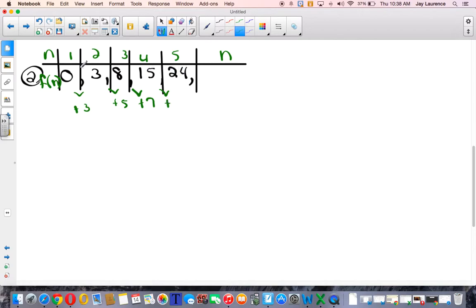Let me see something here. Yeah, I think I have a mistake in this one. Hold on a second. Let me regenerate it, and yeah, something's not quite right. So hold on one second.